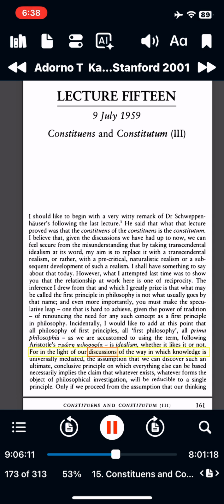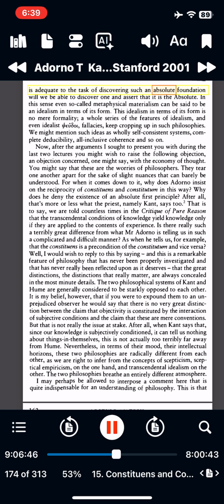For in the light of our discussions of the way in which knowledge is universally mediated, the assumption that we can discover such an ultimate, conclusive principle on which everything else can be based necessarily implies the claim that whatever exists, whatever forms the object of philosophical investigation, will be reducible to a single principle. Only if we proceed from the assumption that our thinking is adequate to the task of discovering such an absolute foundation will we be able to discover one and assert that it is the absolute. In this sense, even so-called metaphysical materialism can be said to be an idealism in terms of its form.